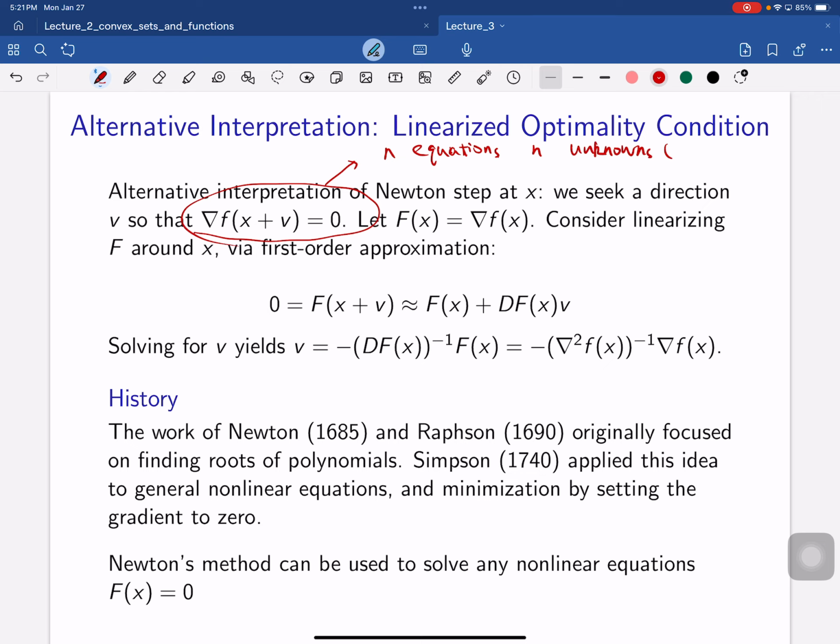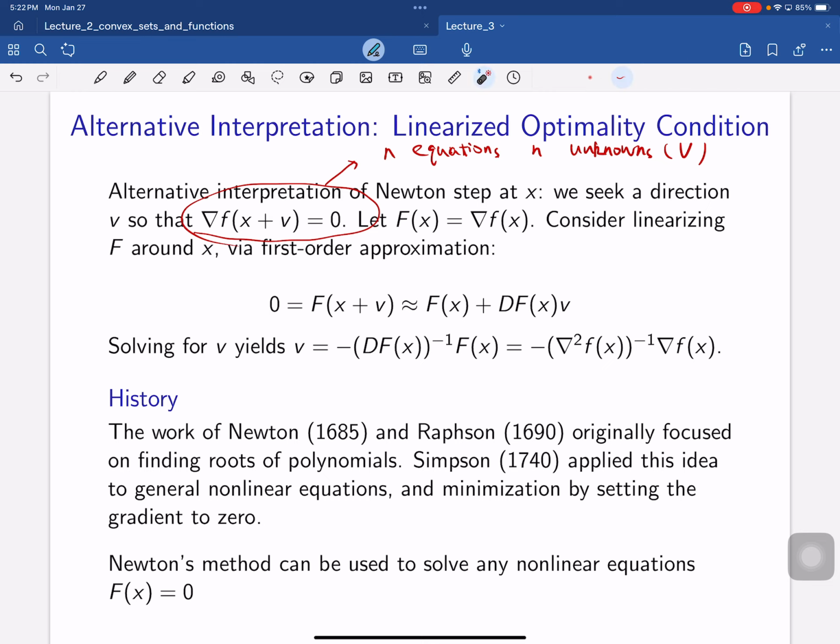Right, the unknowns are the vector v. Standing at a particular point x, you want to find the direction v such that the gradient equals 0. You have n equations and n unknowns, but the n equations may be nonlinear. So how do we solve nonlinear equations? If you have taken a class on numerical analysis, there is a method called Newton's method to solve nonlinear equations. So how does that work?